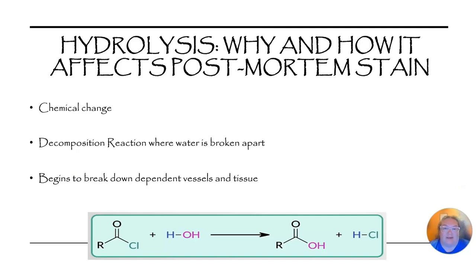So now let's talk about the last thing, hydrolysis. Why and how does this affect postmortem stain? As we all know, it's a chemical change. And I put a lovely reaction down here for you. It's a decomposition reaction where water is broken apart. This process is what begins to break down the dependent vessels and the tissues. Kind of makes sense, right?